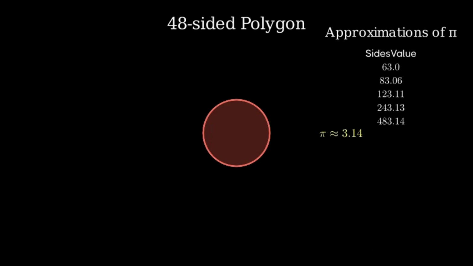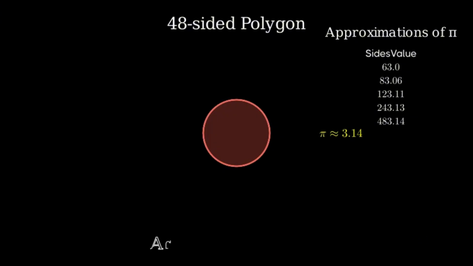By carefully calculating the perimeters of inscribed and circumscribed polygons with up to 96 sides, he determined that pi lies between 3 and 1/7 and 3 and 10/71, or approximately between 3.1408 and 3.1429.